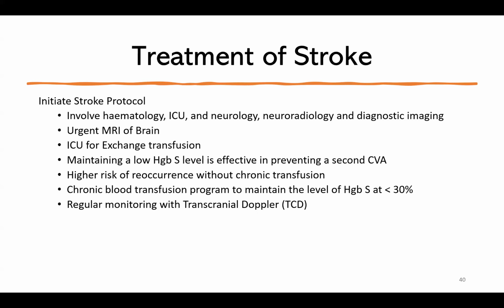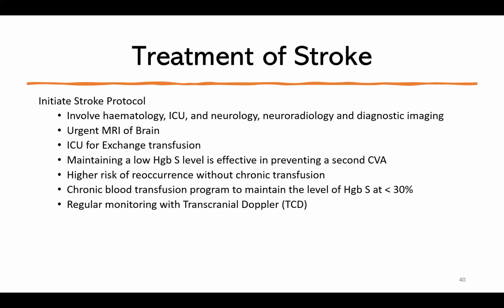So if our patients present to the emergency department and the physician is thinking they might be having a stroke, we can initiate a stroke protocol, which involves hematology, ICU, neurology, neuroradiology, and diagnostic imaging. And so this is where they would get an urgent MRI of the brain, admission to ICU for that exchange transfusion. And really that exchange transfusion is, again, trying to get that hemoglobin S level down.